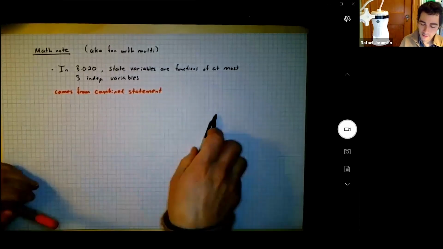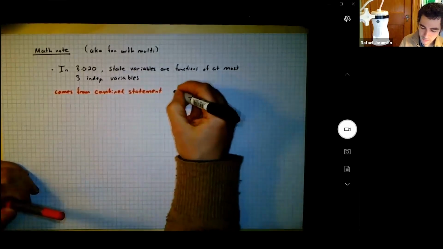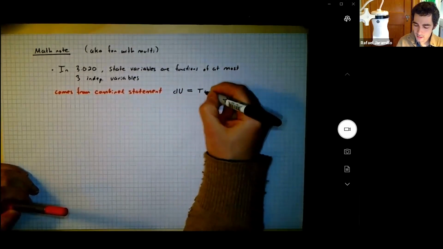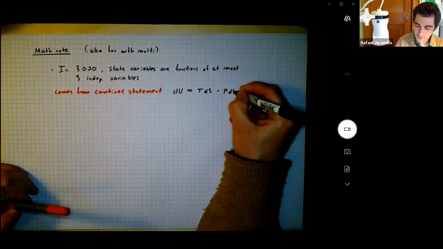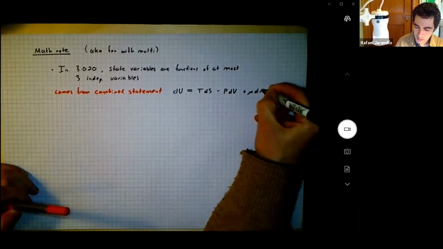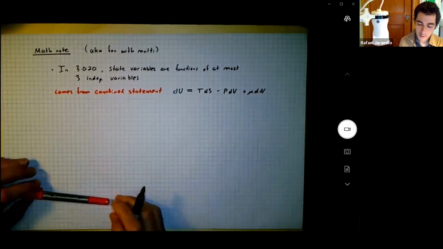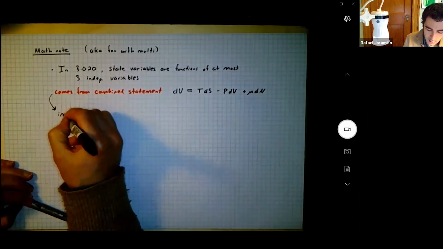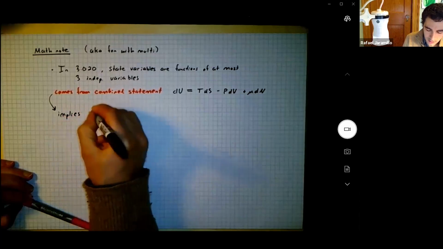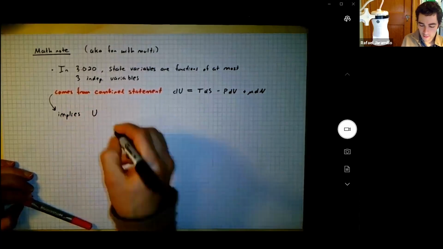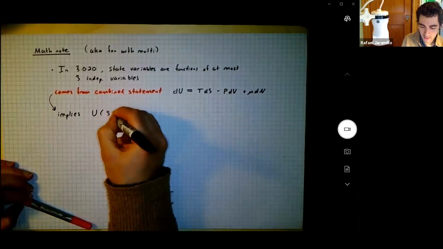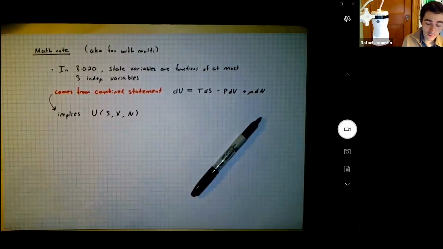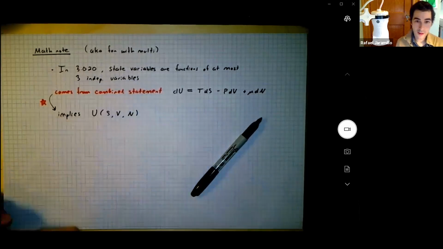It doesn't come from nowhere. It comes from the combined statement. So it comes from physical reasoning. Right? dU equals T dS minus P dV plus mu dN. This implies the existence of a state function. U is a function of S, V, and N. This is a critical link here.